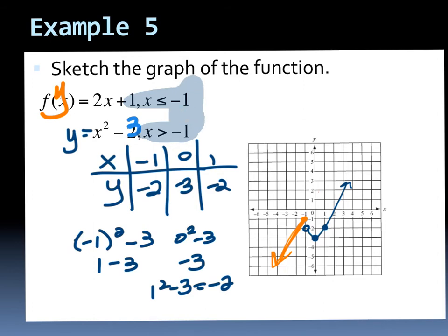Okay. So if it says -1's your cutoff, plug in -1. If it said it had to be greater than or equal to 0, use 0. Does that make sense? Okay, because you want to know where it's happening. You want to know what that end behavior is.